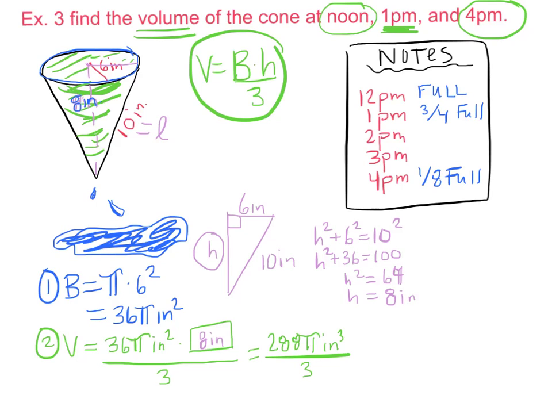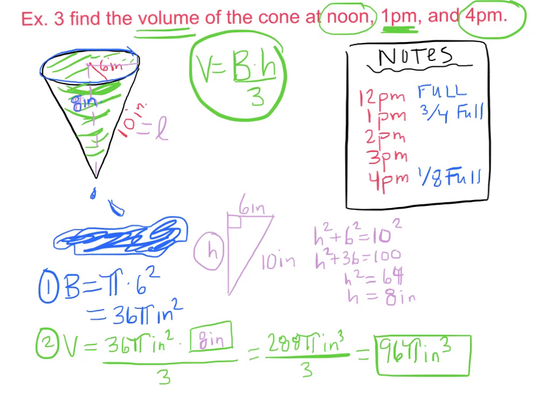So now my question is, can I reduce 288 and 3? There's a quick check. Take these digits and add them together. 8 plus 8 is 16, and then add the 2, 18. Since 18 is divisible by 3, that means 288 is too. So when I divide that, I actually get 96 pi inches cubed. So the volume is 96 pi inches cubed.